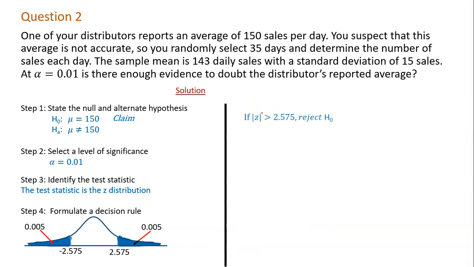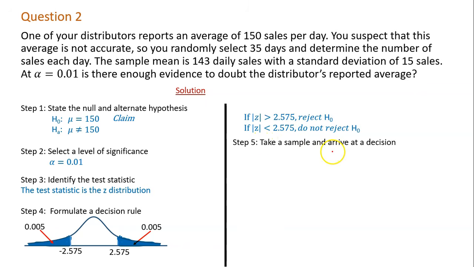So now we formulate the decision rule. If z is greater than 2.575, we reject the null hypothesis. But if z is less than 2.575, we do not reject the null hypothesis. You take the positive and ignore the negative for your interpretation. So in positive terms, if the positive test statistic is greater than the positive critical value, we reject the null hypothesis. But if the positive test statistic is less than the positive critical value, we do not reject H0. This is a decision rule you need to state.